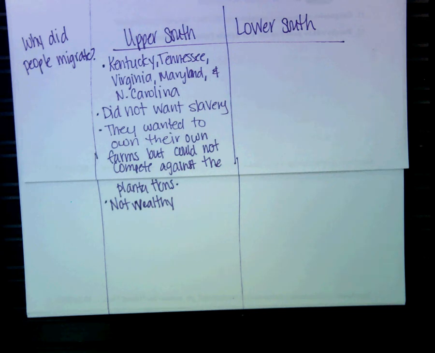So questions on the Upper South. Do we understand why they came? So looking at our list, why did they come? For a better land? Did they come for more money, better jobs, to escape war, sickness, disease, famine, a better life? Why did they come? More jobs? Better life?